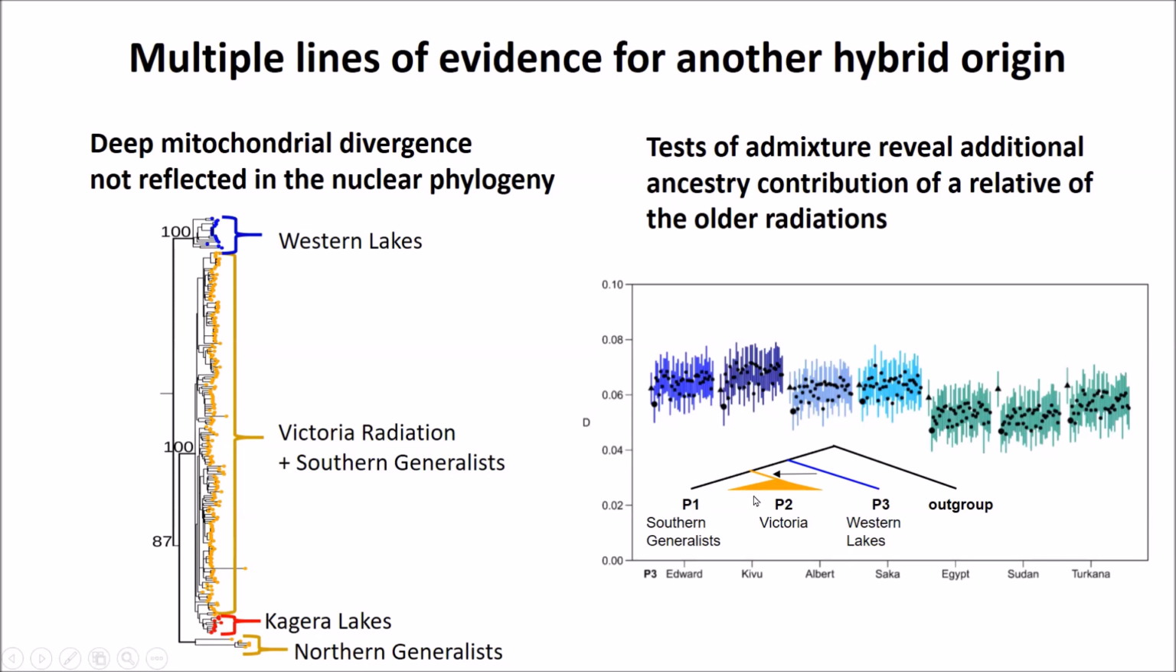So in short, what we find is that the Victoria radiation has more allele sharing with particularly Lake Edward and Lake Kivu cichlids than these generalistic cichlids that form the sister groups of the Victoria radiation. This suggests that there was some additional contribution from Lake Edward and Kivu relatives into the Victoria radiation. The fact that all Victoria radiation members show very similar statistics suggests that this was an ancestral contribution and not into particular lineages. So it's not like, for instance, piscivores share more with the Western lakes than algivores do. They are all very similar, suggesting that it's ancestral to the radiation.